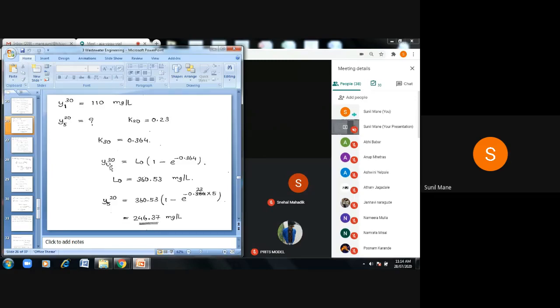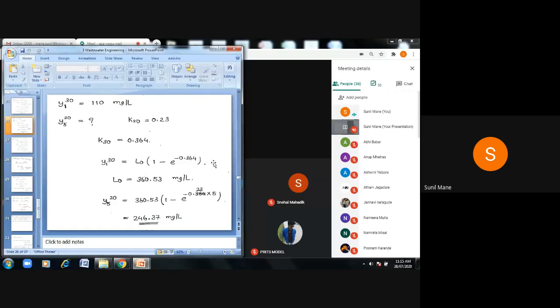Now in this case, the number of days is 1, and k is 0.364. That is why here you get e raised to minus 0.364. Here it is multiplied by 1, so that is why it has been directly written as 0.364. So the number of days is 1, and that is why it would be equal to e raised to minus 0.364.